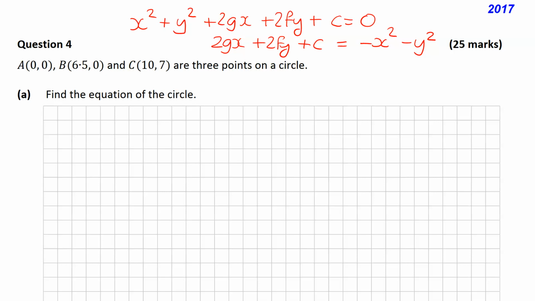Okay, so we're told that the 3 points A, B and C are 3 points on this circle, and find the equation of the circle. So the easiest thing to do, especially when one of the points is (0, 0), is to make up 3 equations and solve them simultaneously.